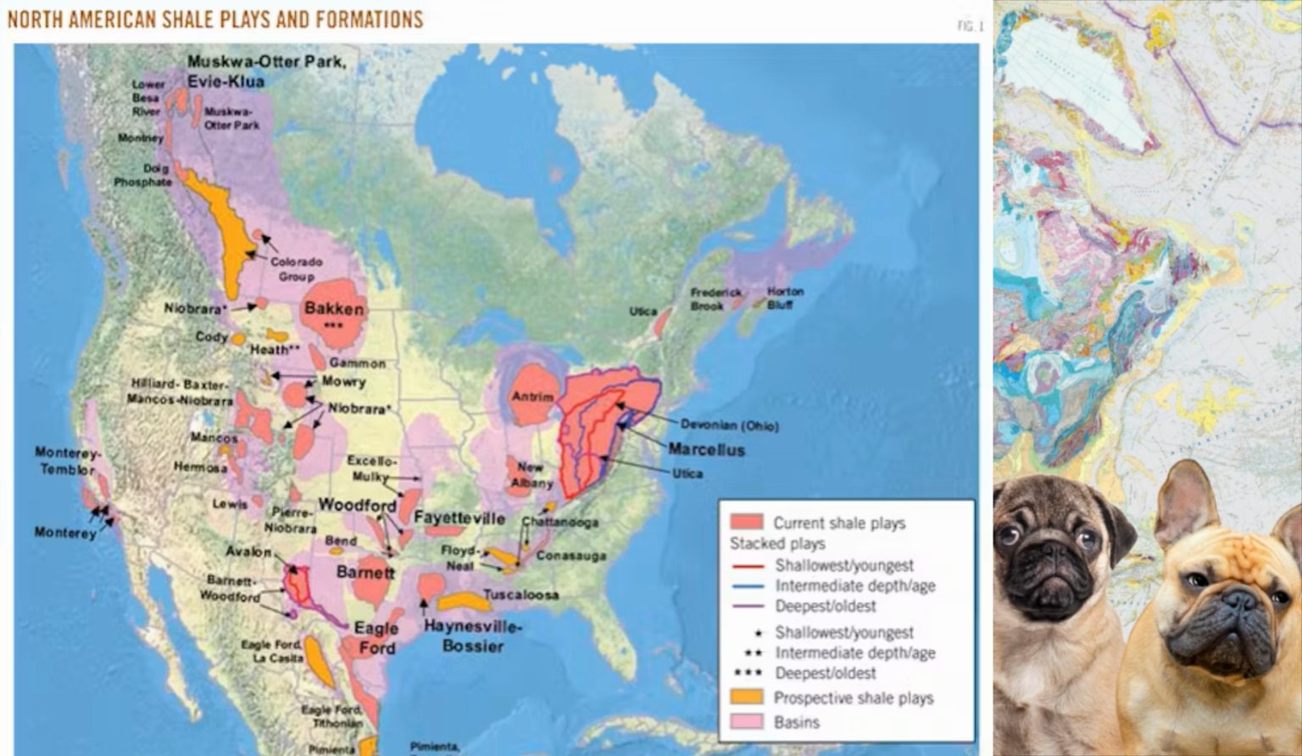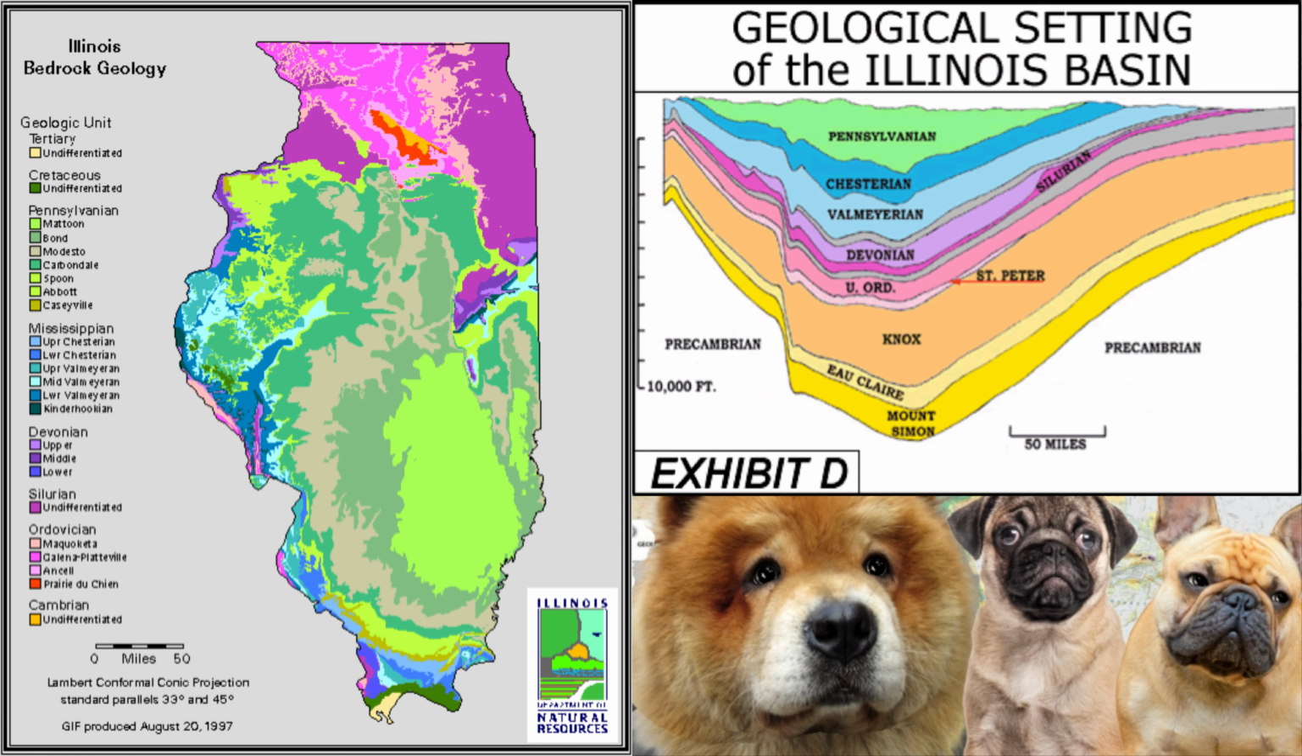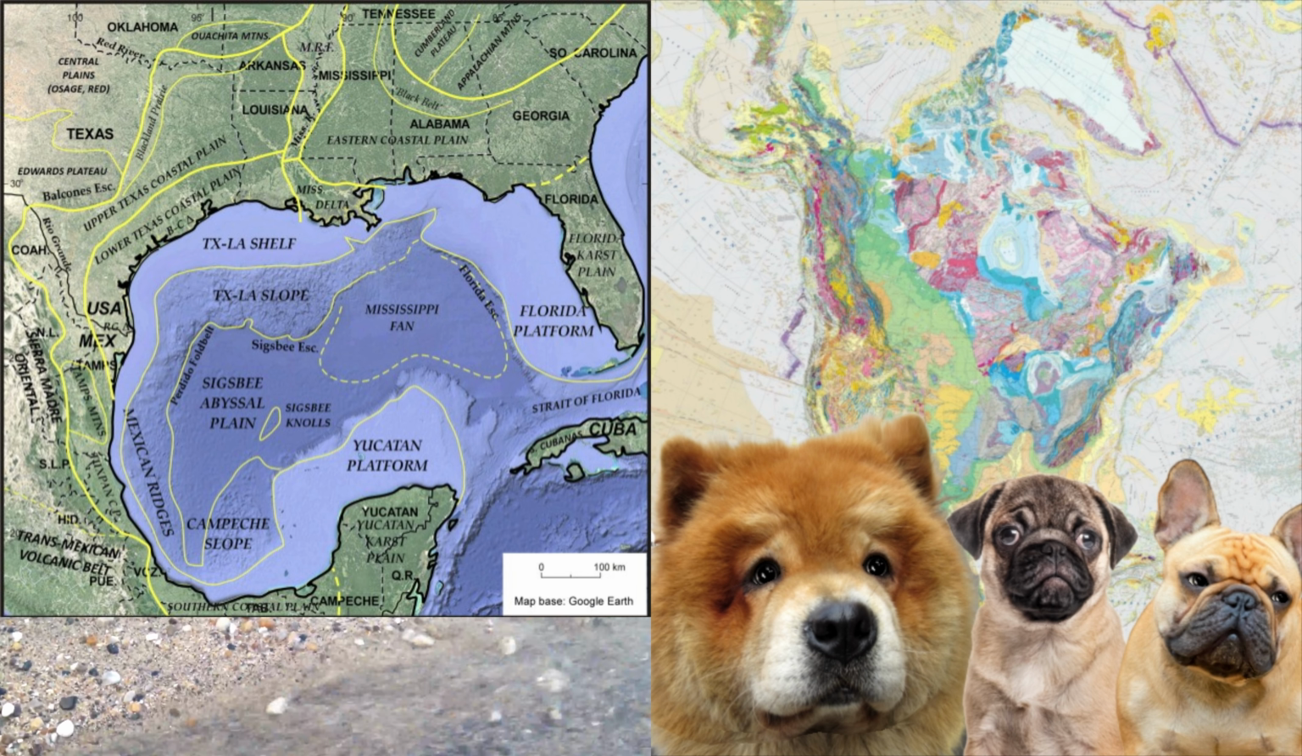Back to the basins. Look at those beautiful full color maps. You can see the basins in color. Look at Michigan for one basin. Look at Illinois for another. The Gulf of Mexico is also a basin that is slowly subsiding.